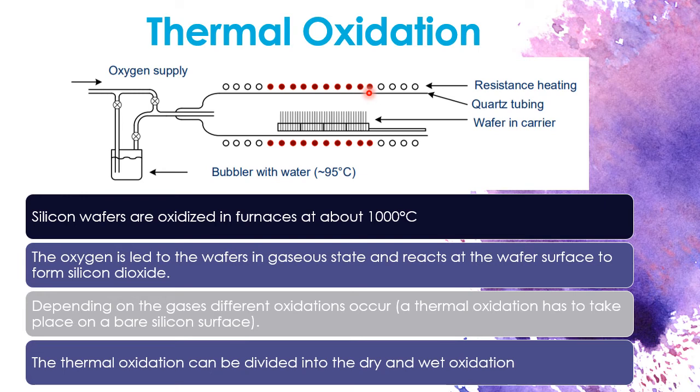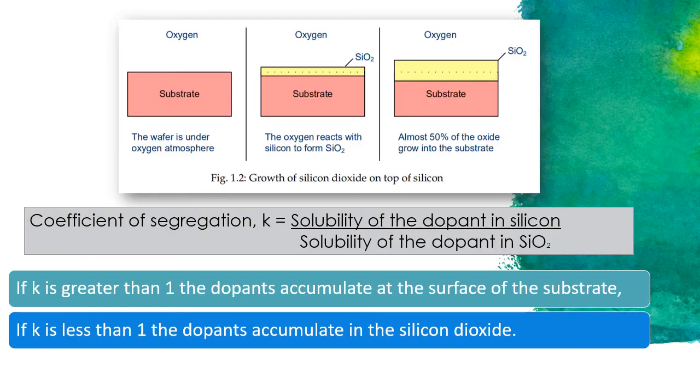So for this operation, it has to be bare silicon. Thermal oxidation can be divided into two types, which are dry and wet oxidation. This picture shows the growth of silicon dioxide on top of the silicon. Initially, the wafer is put under an oxygen atmosphere, and the oxygen reacts with the silicon to form silicon dioxide, and finally almost 50% of the oxide grows into the substrate.